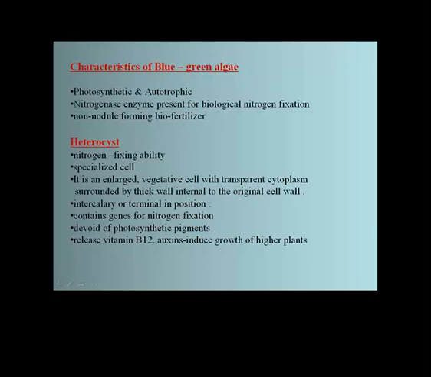Heterocyst: nitrogen-fixing ability. Specialized cell. It is an enlarged vegetative cell with transparent cytoplasm surrounded by a thick wall internal to the original cell wall. Intercalary or terminal in position. Contains genes for nitrogen fixation. Devoid of photosynthetic pigments. Release vitamin B12. Auxins induce growth of higher plants.